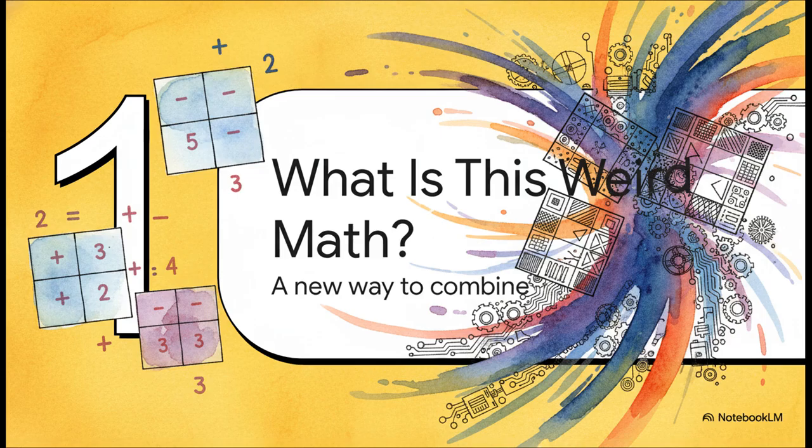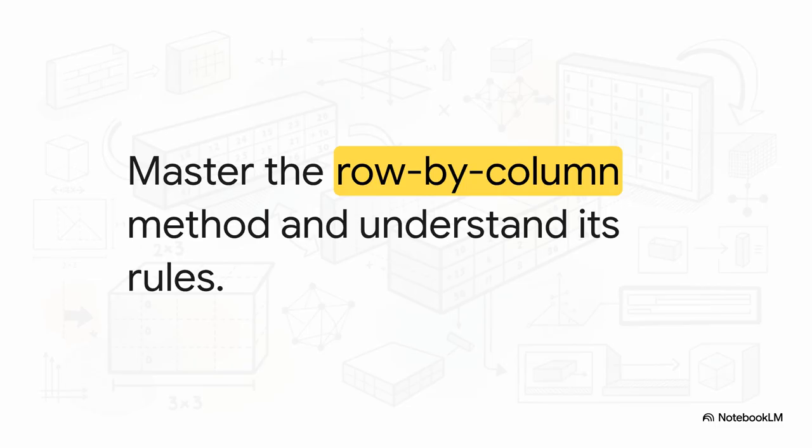Okay, so first things first. What even is this? You probably know how to add matrices or maybe multiply one by a single number, but multiplying 2 matrices together, that is a whole different beast. It's a totally new way of combining them, and it unlocks some seriously incredible possibilities. And really, our goal for today is simple. By the time we're done here, you are going to feel totally confident using what's called the row by column method. This is going to be our mantra, okay? It's the absolute key to getting this right every single time.